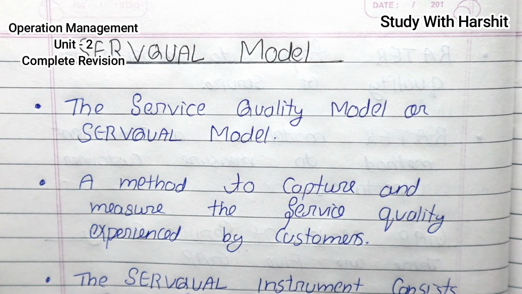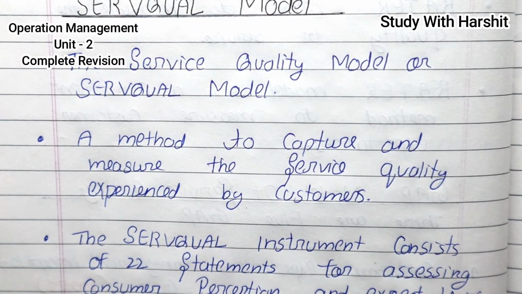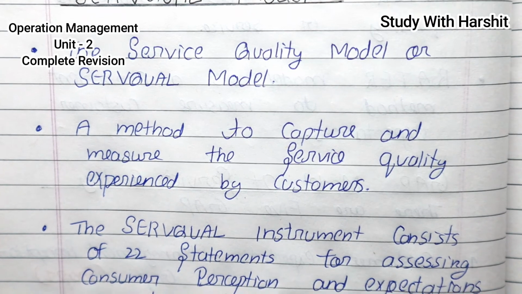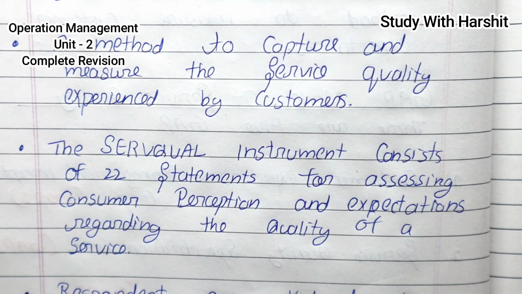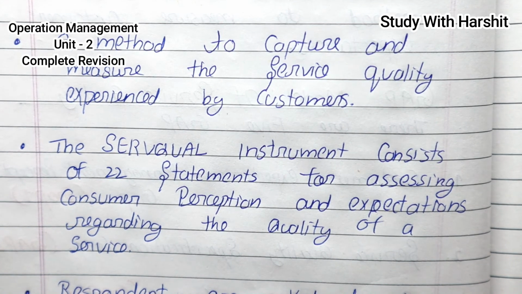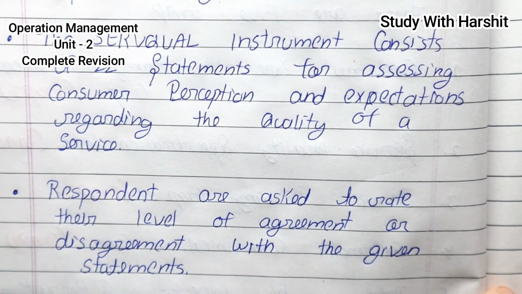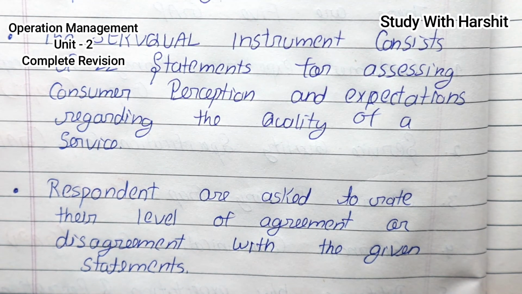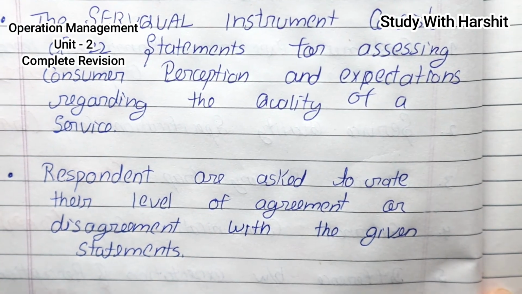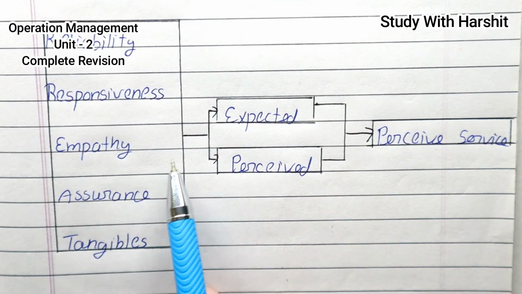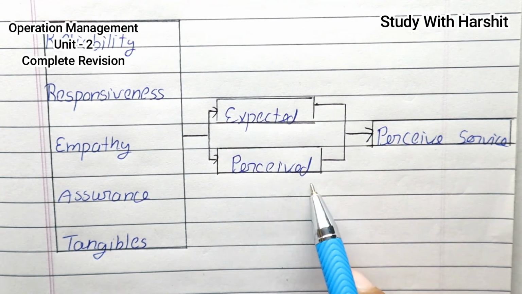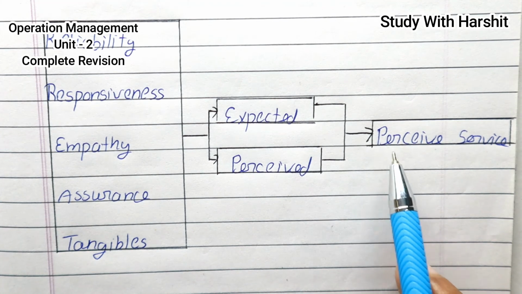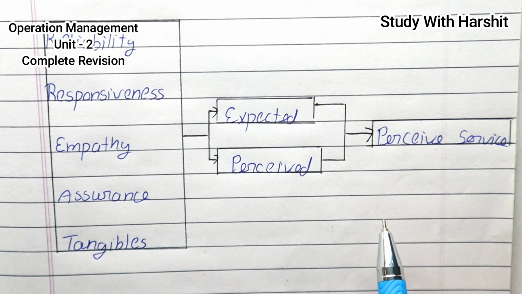SERVQUAL model. The service quality model or SERVQUAL model is a method to capture and measure the service quality experienced by customers. The SERVQUAL instrument consists of 32 statements for assessing customer perception and expectation regarding the quality of a service. Respondents are asked to rate their level of agreement or disagreement with the given statements. Reliability, responsiveness, empathy, assurance, tangibles. Here is the diagram. Expected, perceived. Here now perceived service. It is the diagram of the SERVQUAL model.